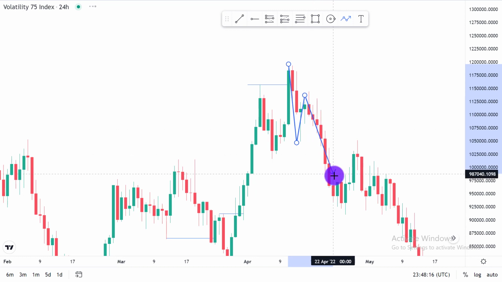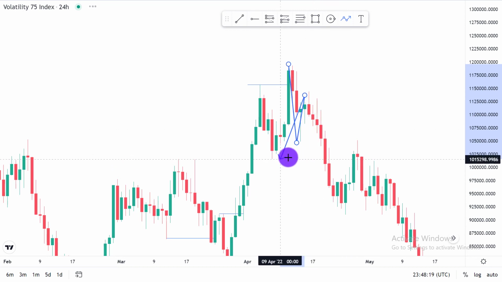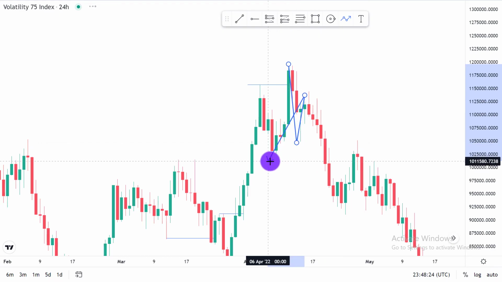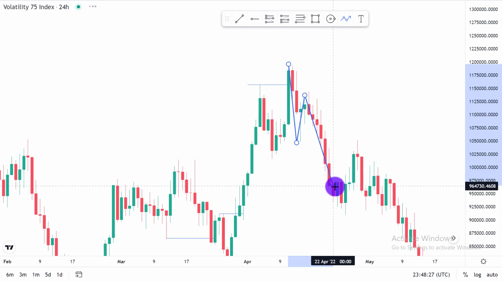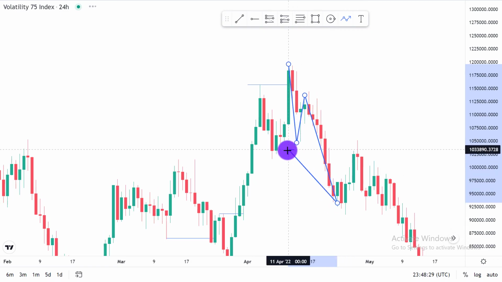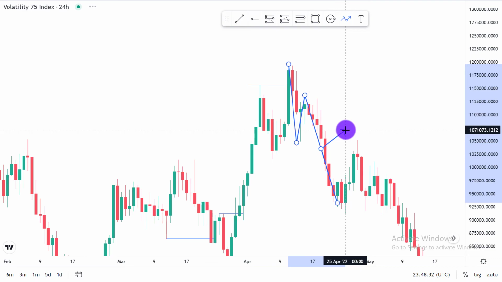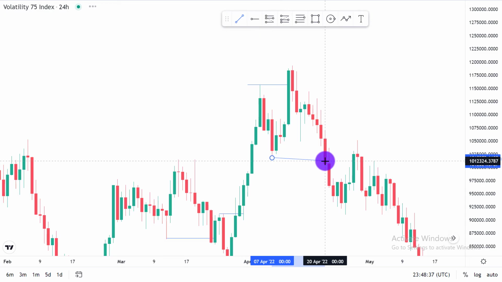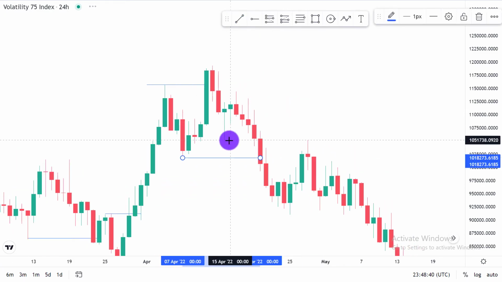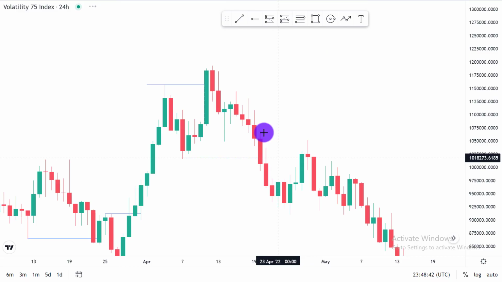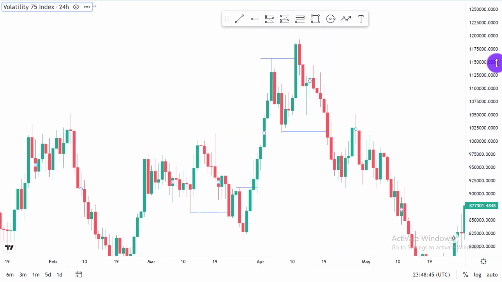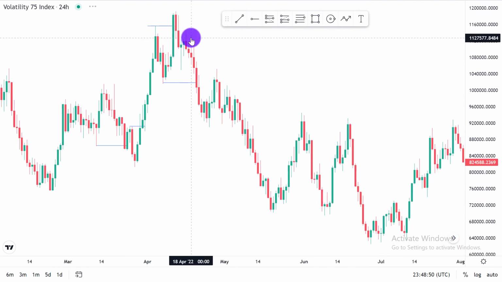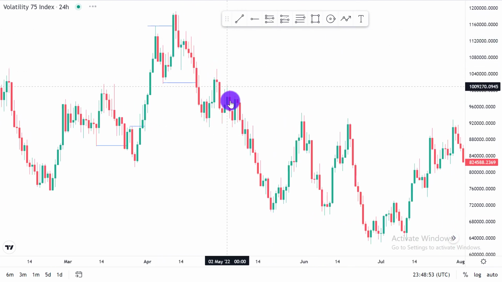Then what do we see? We now see price trade below the previous higher low right here and the previous higher low here. The candle body has closed below two higher lows. As you can see, it has closed below the previous higher low here and the other one here. So what you have here is a change of character from bullish to bearish. What are we expecting? We're expecting that V75 is going to start dropping, going to start selling.